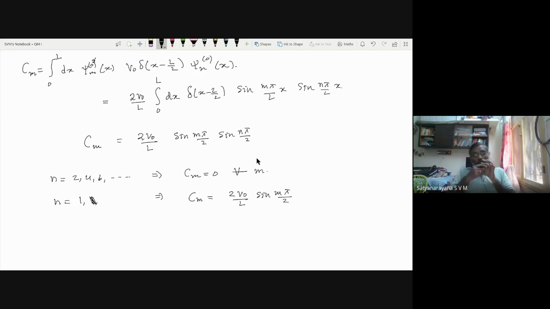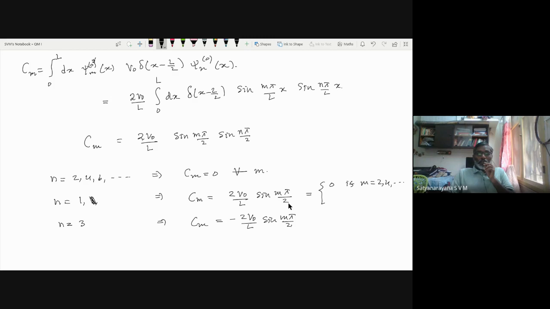Correct? So now what happens? Now if n is equal to 3, that implies your Cm is equal to minus 2v naught by L sine m pi by 2. Now if m is even, then this will be 0. Okay, so this will be equal to 0 if m is equal to 2, 4, etc.